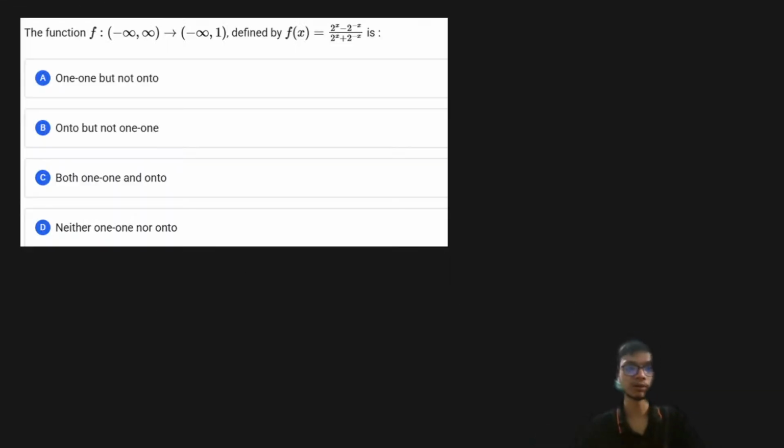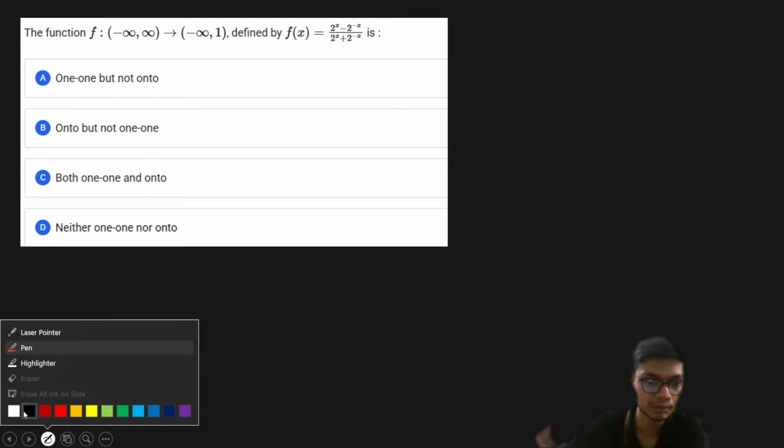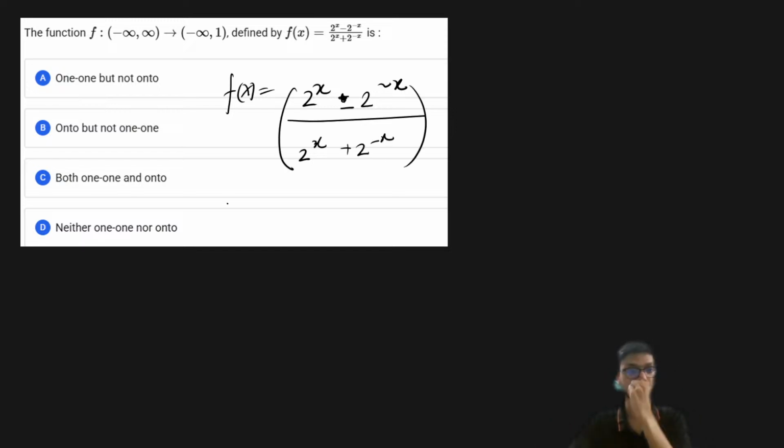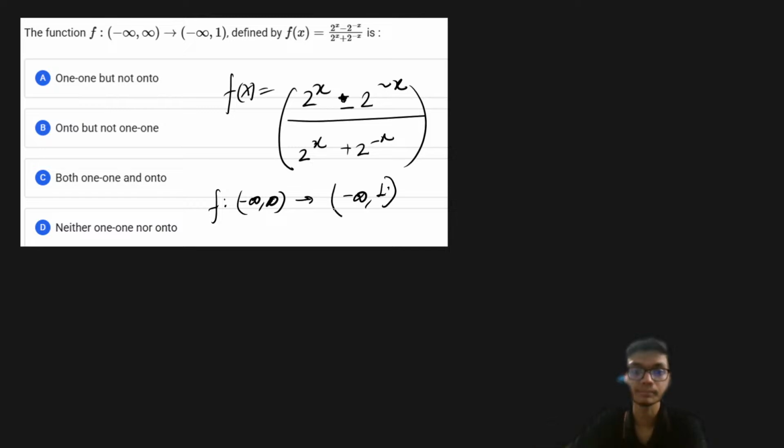So let us proceed to the next problem, and the next problem is basically where we have to discuss the type of the function. We have to define and comment on the type of the function we are having. The question says we have a function defined in the following way: f of x is 2 to the power x minus 2 to the power minus x, divided by 2 to the power x plus 2 to the power minus x. The function is defined on the domain minus infinity to plus infinity and goes to the codomain minus infinity to plus 1. That is the domain as well as the codomain we are having.